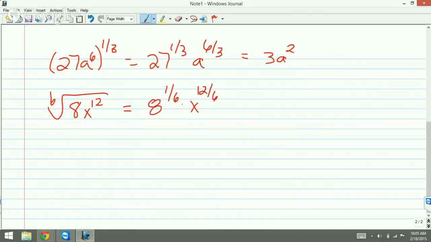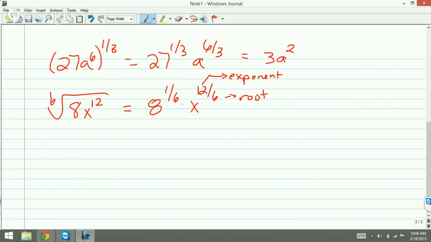So again, I don't know why it took me a while to get this straight, but the exponent goes in the top of the fraction, the root goes in the bottom. I know we've done 5 examples already, but it helps to remember that. So that's 12 over 6.